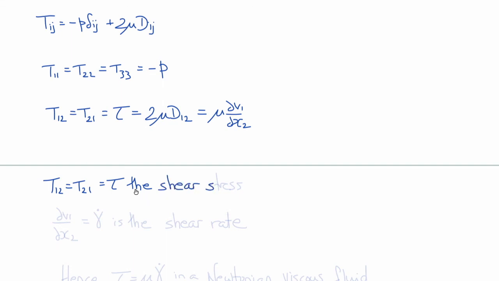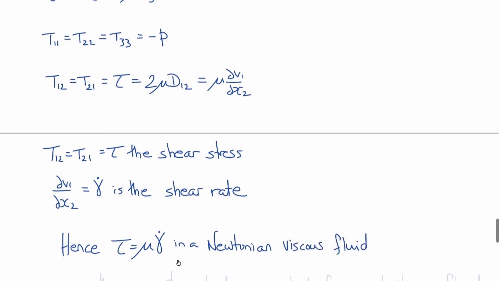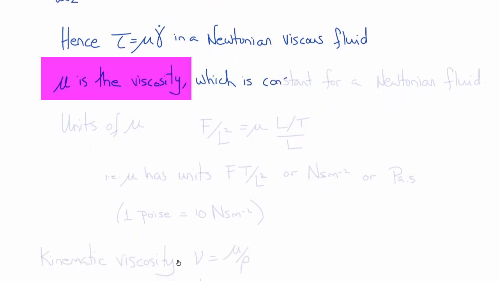So this component of the shear stress, tau, is the only shear stress in the problem. Del v1 del x2 is sometimes called gamma dot, the shear rate, and hence in this problem, for an incompressible Newtonian viscous fluid, we can write tau equals mu times gamma dot, just as we originally posited before we derived the general governing equation. So mu is called the viscosity, and for a Newtonian viscous fluid, the viscosity is constant.